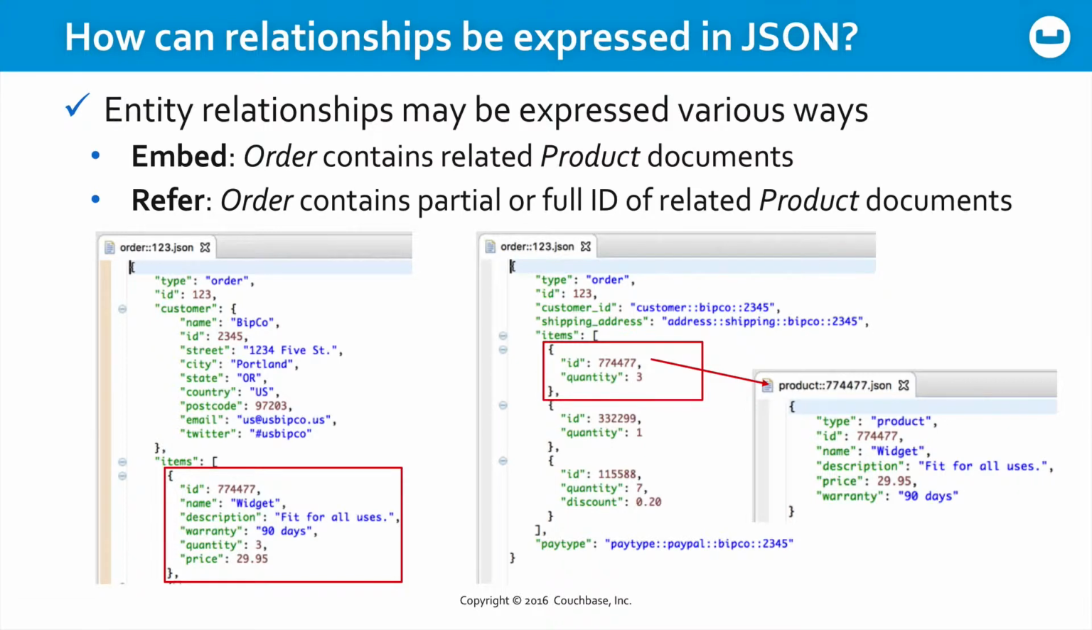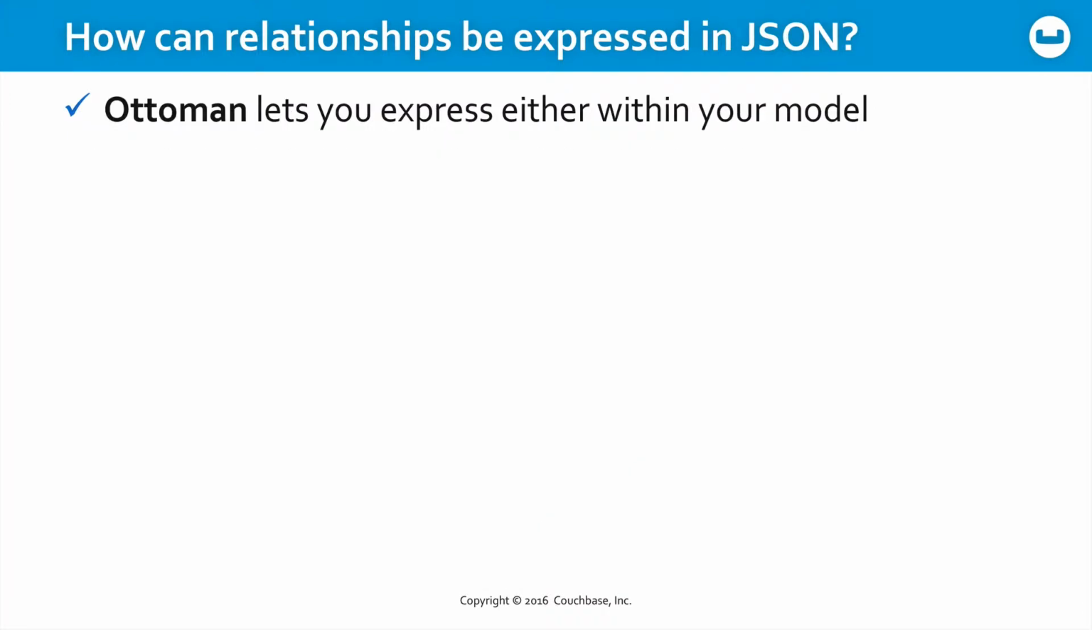Alternately, that order could contain simply the full or partial ID of related product documents with variable information for that order, such as quantity. Ottoman lets you express either referenced or embedded relationships as well.